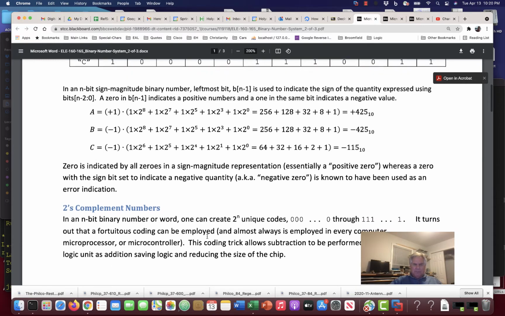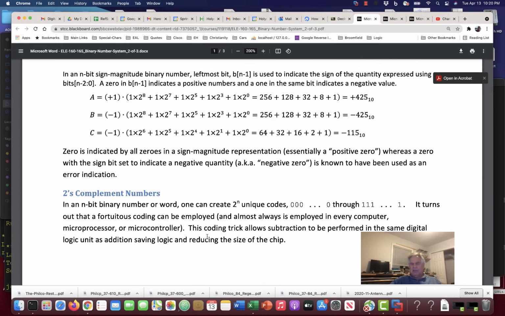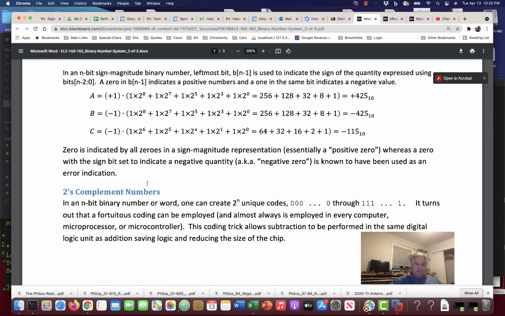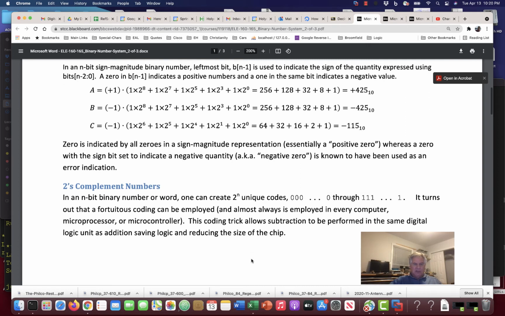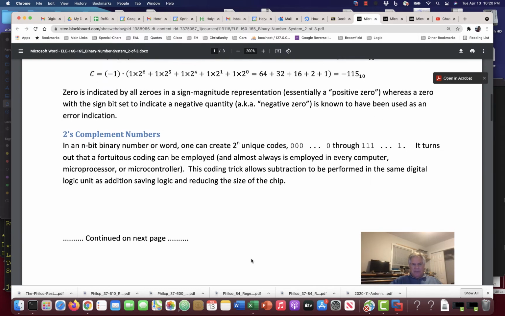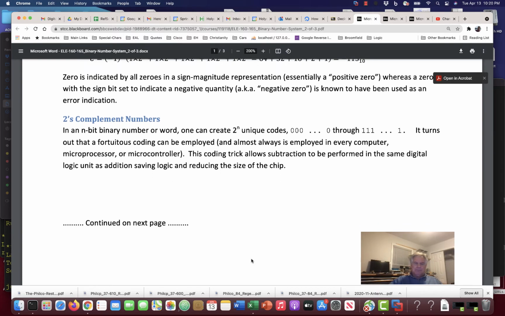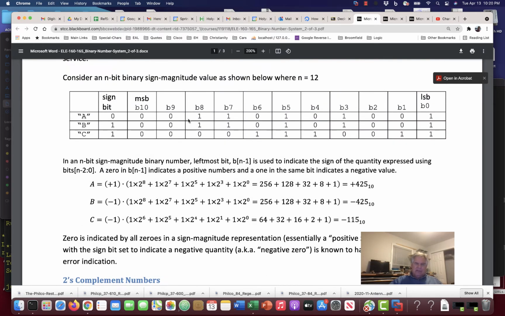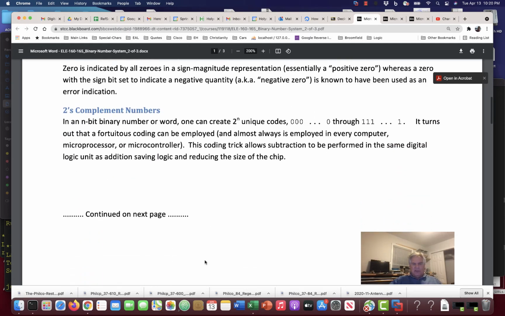For a long time, there were some analog to digital converters and digital to analog converters in the control industry that used sign magnitude notation, but that has diminished quite a bit. Sign magnitude is pretty much gone. So let's look at 2's complement.